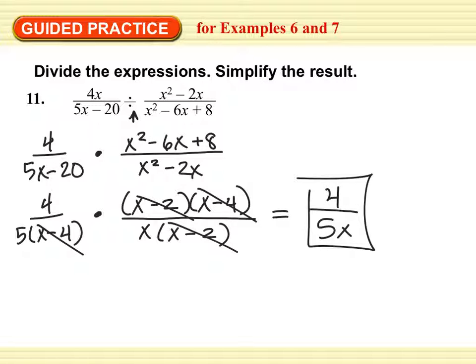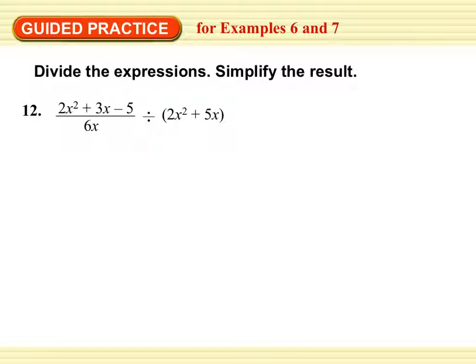Looks like I'm missing an x. Oh, I see it. Did you guys catch my error? There should be an x here, therefore an x there. Then I can cancel it out, which means that one doesn't belong. 4 over 5.